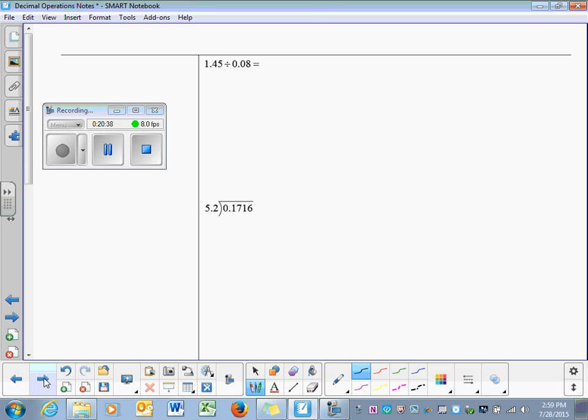1.45 divided by 0.08. So 1.45 in the house as the dividend, divided by 0.08 as my divisor. Is the outside a whole number? No. So I'm going to have to move the decimal point all the way to the right. That happens to be 2 places. So I do the same thing to the dividend, and go ahead and put your answer up here in the quotient.